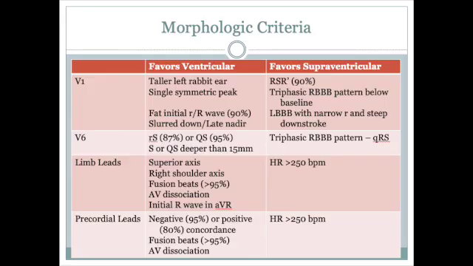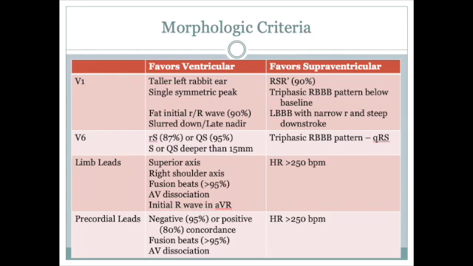Moving on to the general limb leads. We already talked about the superior axis or the right shoulder axis favoring a ventricular origin. VTAC also can present with fusion beats or capture beats. AV dissociation can show that it's VTAC. Or in AVR, an initial R wave. The initial waveform of the QRS is upright in AVR, which favors a ventricular origin.